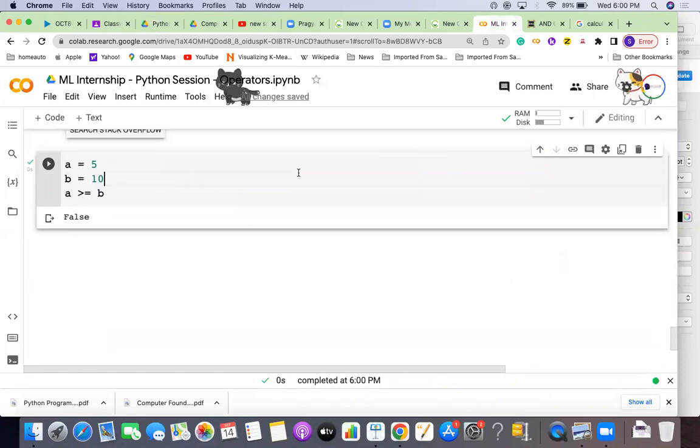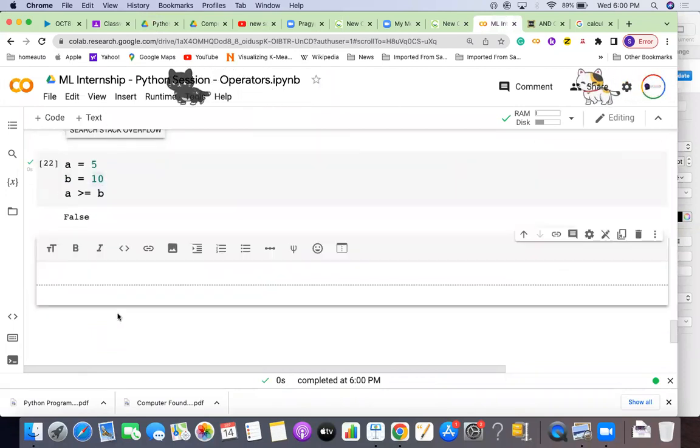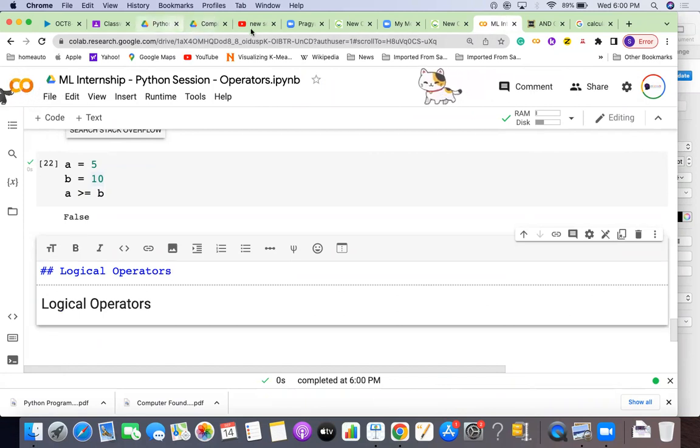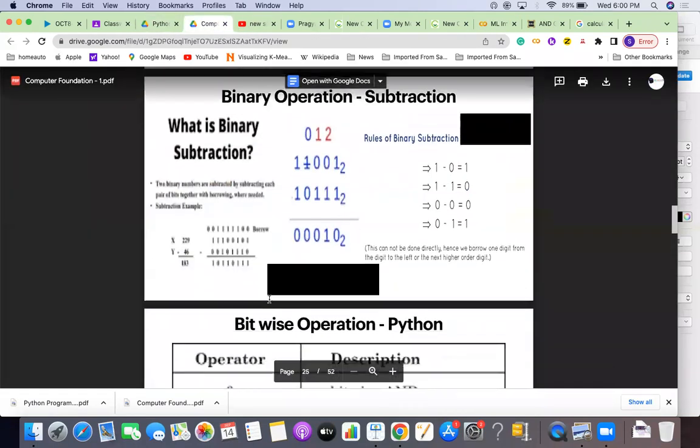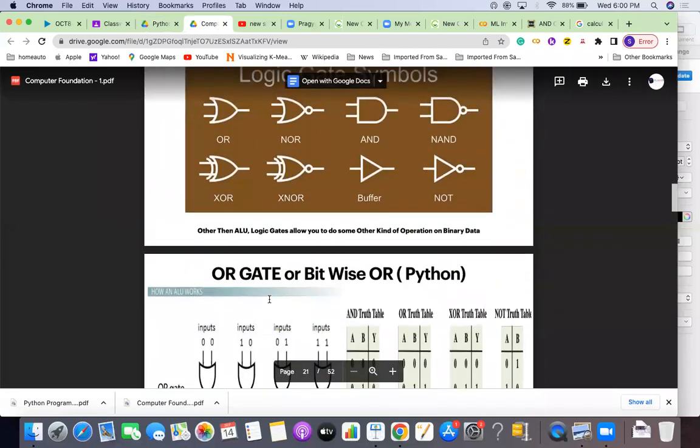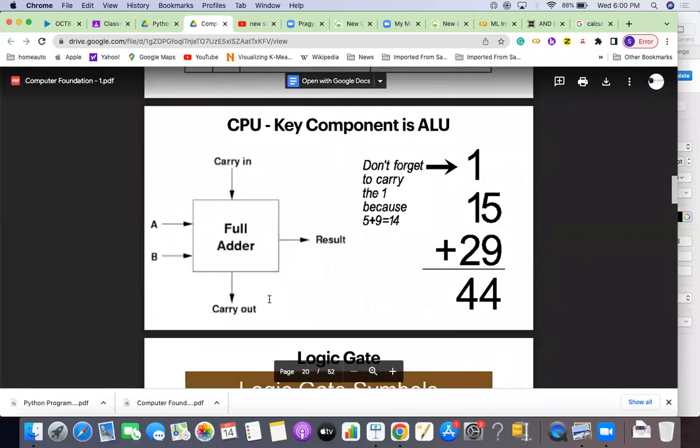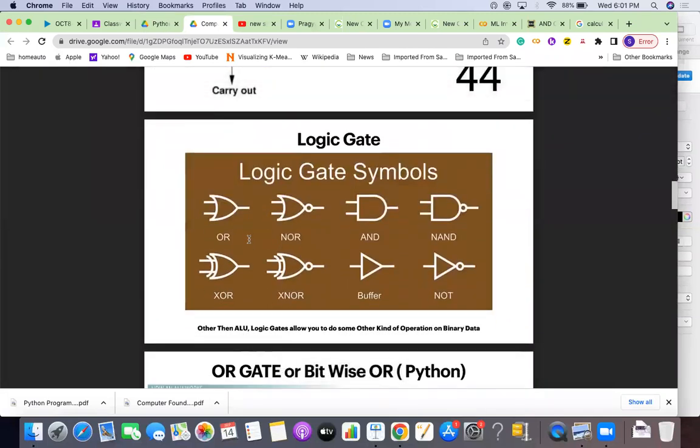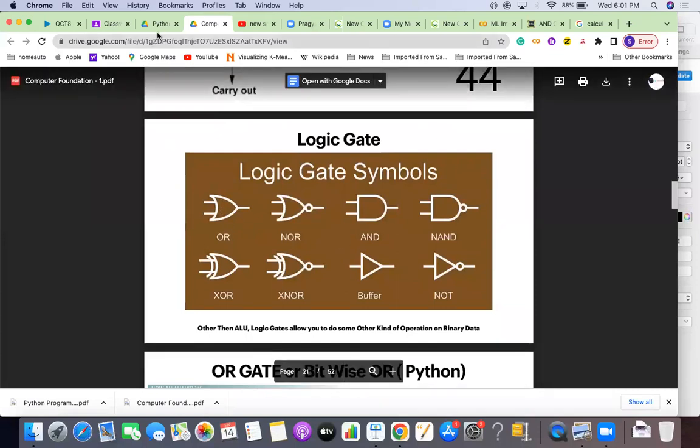Okay. So now we'll do logical operators. We know what logical operators are, correct? We already know that, we came here, correct? Among the logical operators, we already looked into logical gates, logical symbols, OR, NOR, and all those things actually.